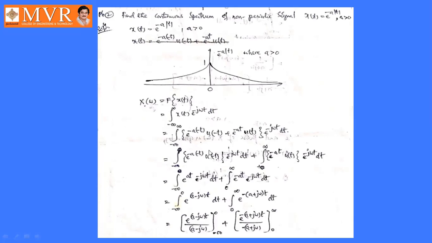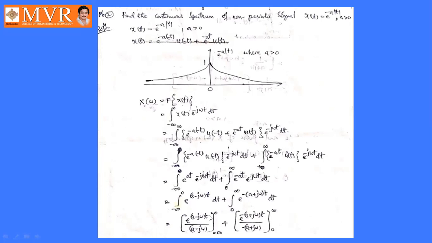So e power a t into 1 into e power minus j omega t dt, plus the integral 0 to infinity e power minus a t into u of t into e power minus j omega t dt, where this value is also 1. So it will become the integral minus infinity to 0 e power a t into e power minus j omega t dt plus the integral 0 to infinity e power minus a t into e power minus j omega t dt, or it is e power a minus j omega into t dt plus the integral 0 to infinity e power minus of a plus j omega into t dt.